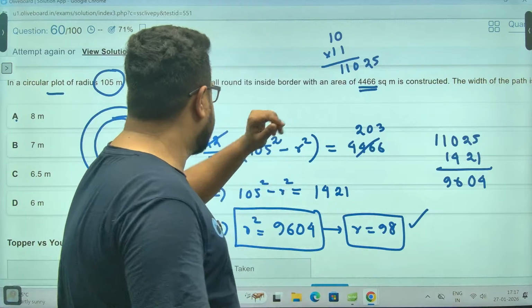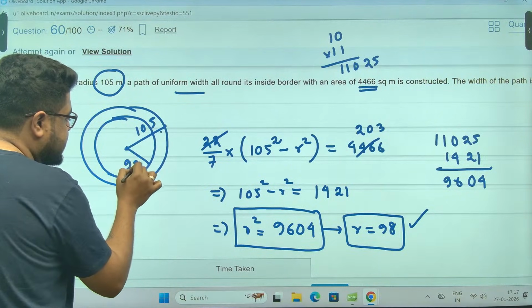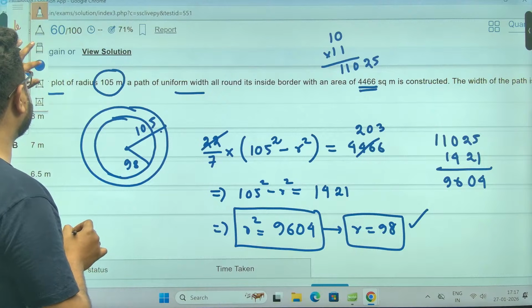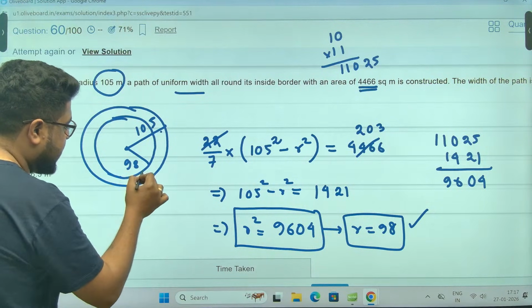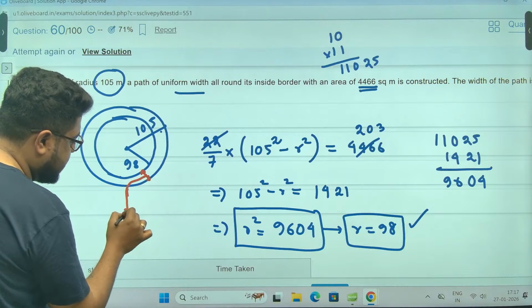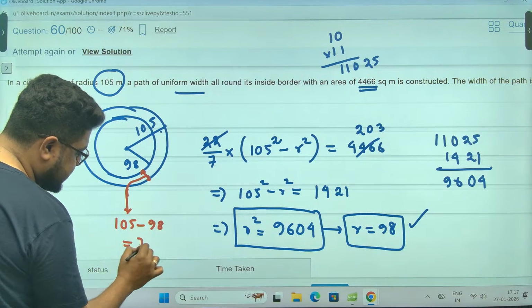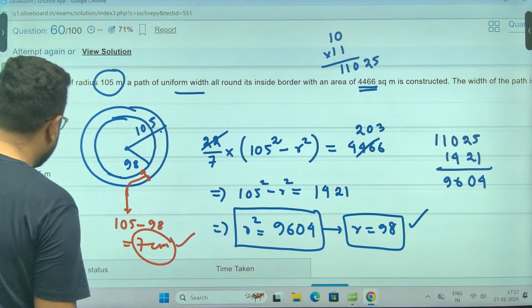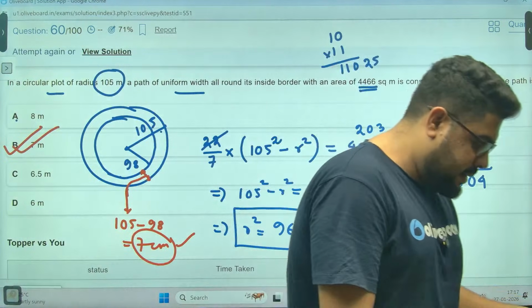So the outer radius is 105 and the inner radius is 98. The width of this path will be 105 minus 98, which is 7 centimeters, sir.